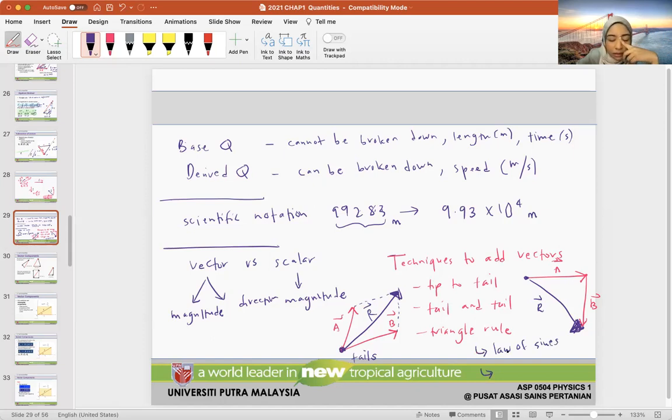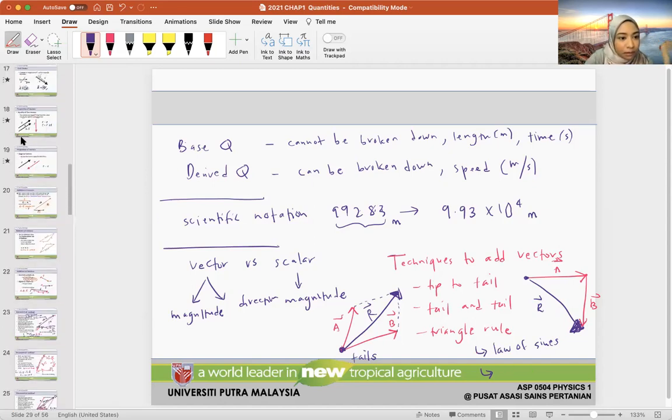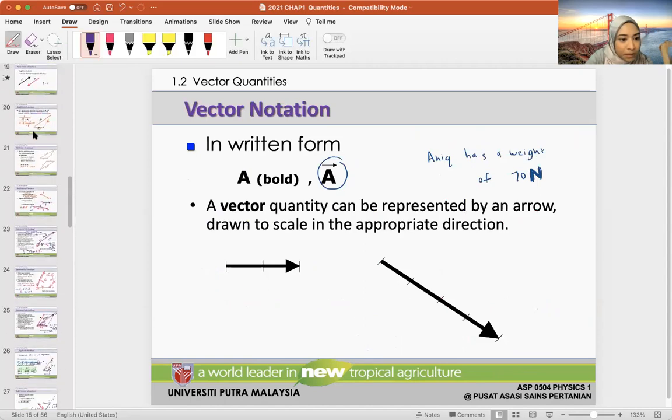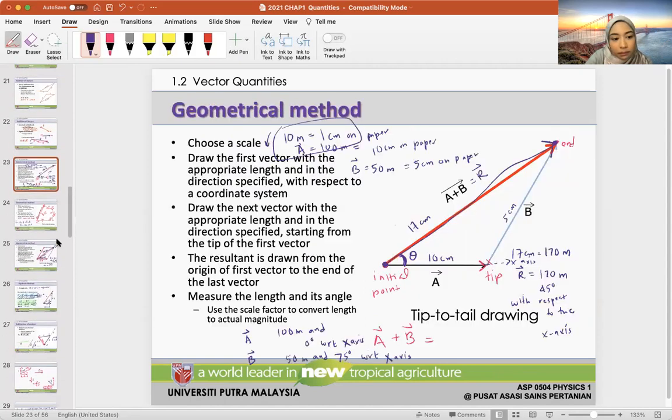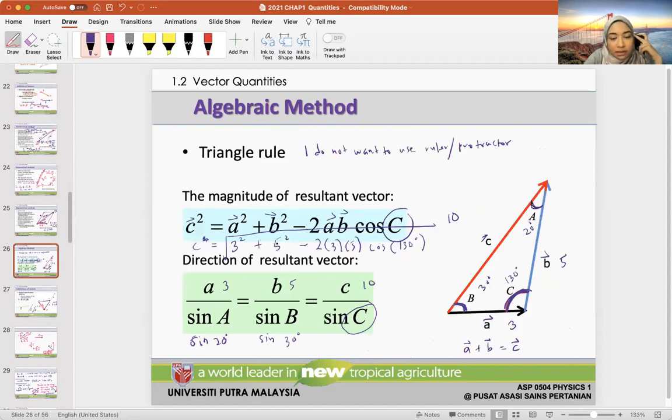And then there was an equation called, what is it called, I don't remember. Let's go back to the slide. Where is it? Okay, so it's this one. C squared equals A squared plus B squared minus 2AB cosine C. What is the cosine C? What is the angle? It's the angle opposite to the length that you're finding. This is the length of the resultant vector. This is the angle.